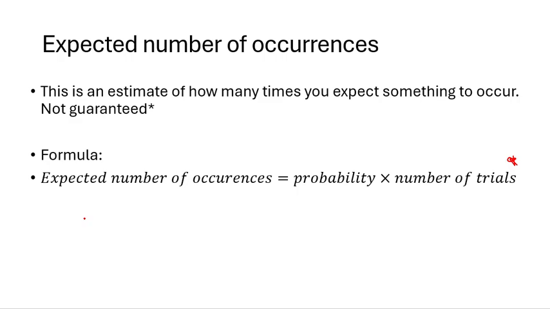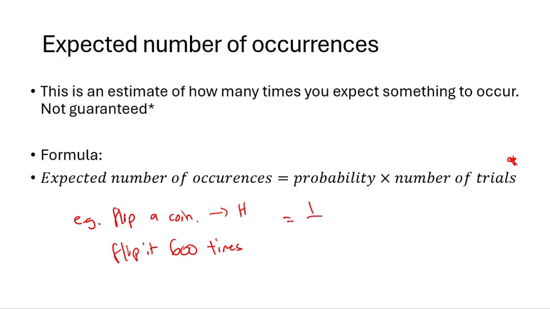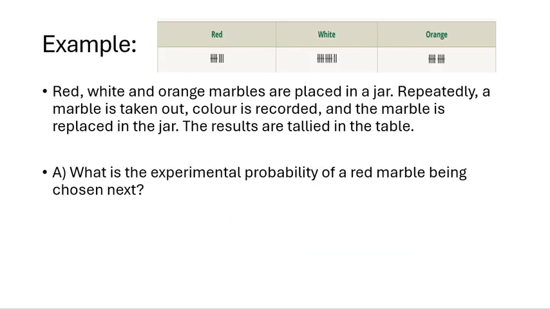Say, for example, if I flip a coin, and let's just say I want heads, and then I flip it 600 times. How many times would you expect heads to show up? If you just apply your formula, it's just 1/2 times 600, which equals 300 times. Okay. That's just the formula as it is. Very straightforward.